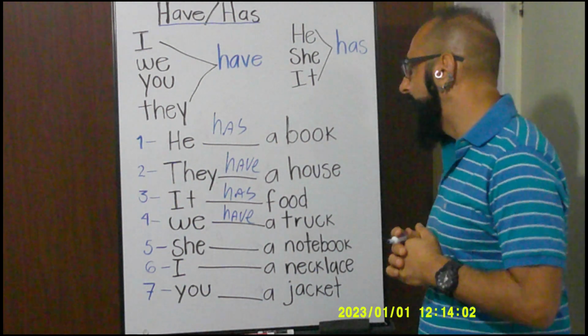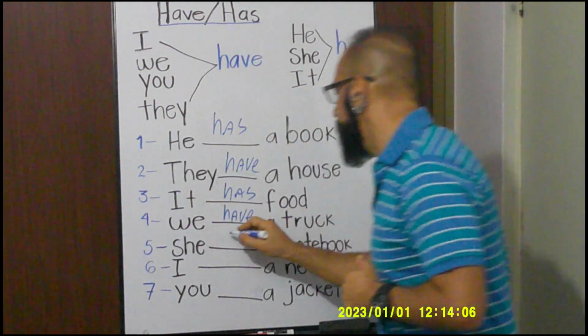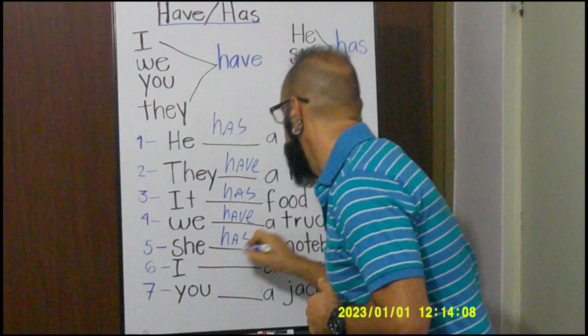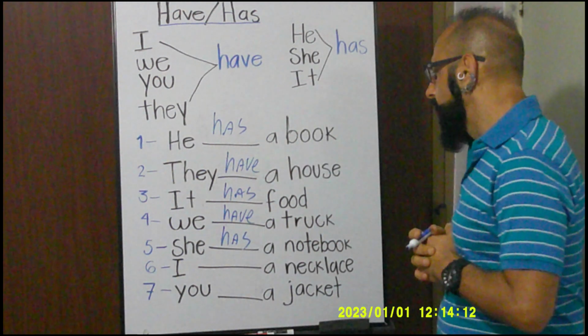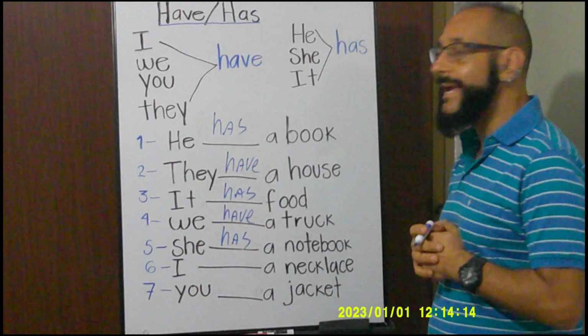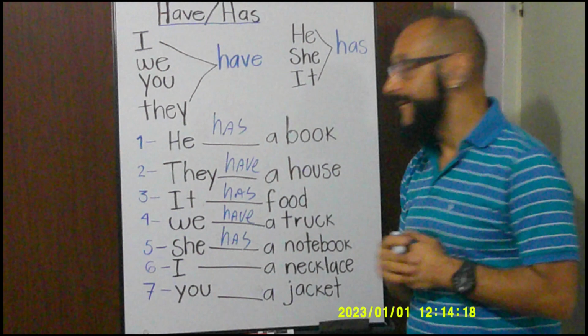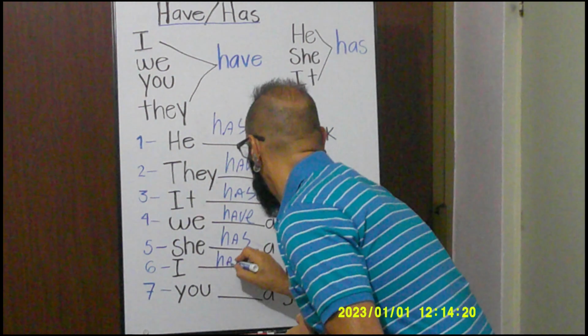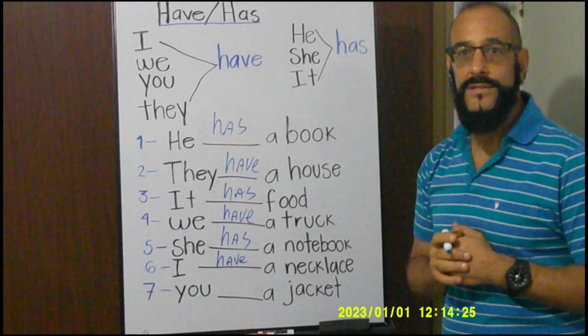Okay, and then number 5, she blank a notebook. Excellent. Has. So she has a notebook. And number 6, I blank a necklace. Excellent. Have. So I have a necklace.